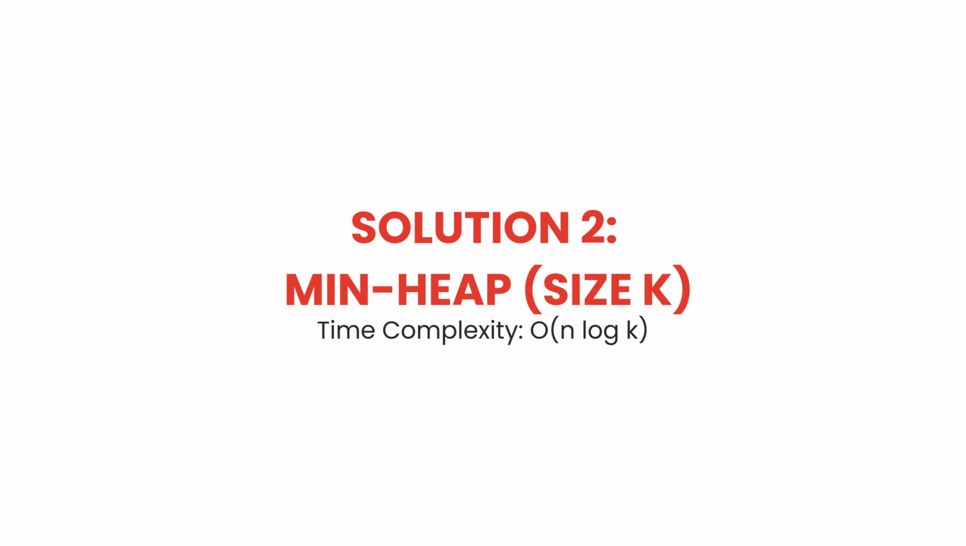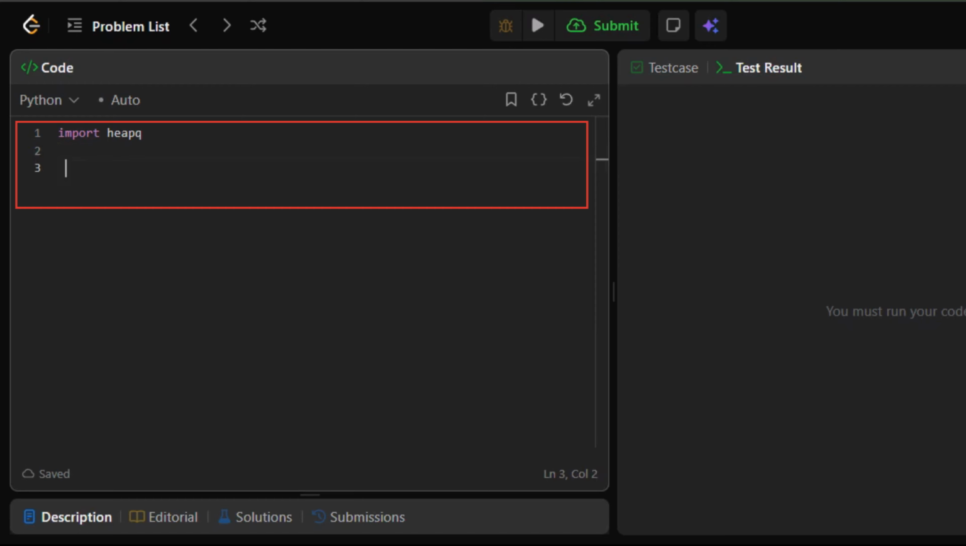Now let's implement the min heap method, maintaining a heap of size k so we only keep the most frequent elements efficiently. This brings in Python's heapq library, which gives us an efficient min heap, perfect for keeping track of the top k frequent elements without sorting everything.